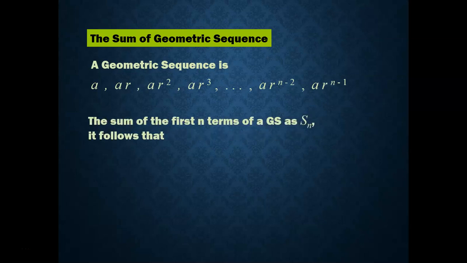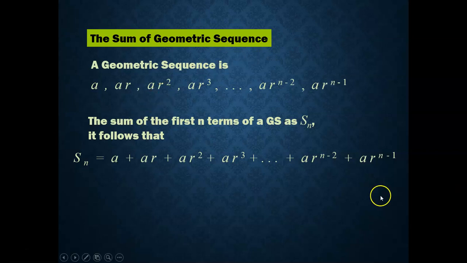Okay, so the sum of the first n terms of a geometric sequence is Sn. It follows that it is A plus AR plus AR squared plus AR cubed, and so on and so forth, up until ARn minus 1. Just like your arithmetic series, this can be simplified. So let's try to simplify that.